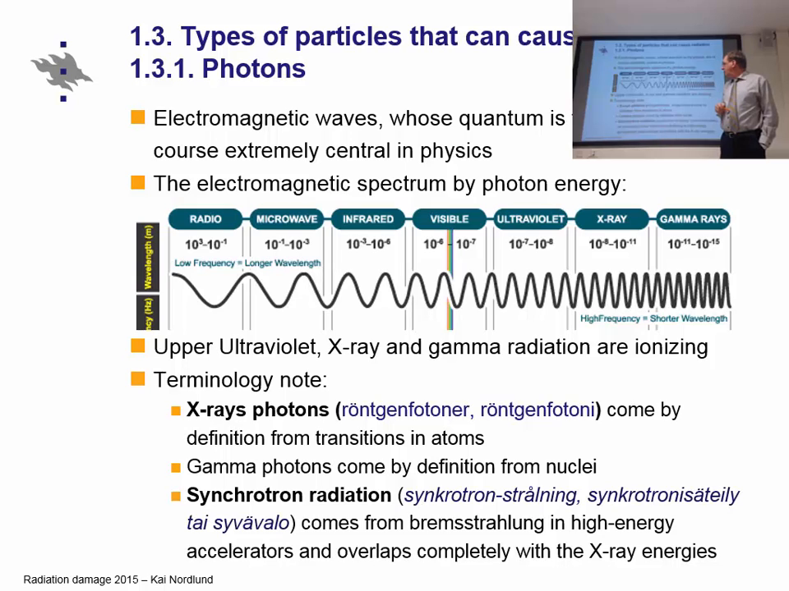One important additional note here is that X-rays and synchrotron radiation are two terms which are sometimes used as if they were identical, sometimes used with a distinction. The distinction is that X-ray photons are made by transitions in atoms, like in a classical X-ray tube, whereas the synchrotron radiation comes from Bremsstrahlung, that is slowing down of electrons in accelerators. The energy ranges of synchrotrons and X-rays overlap, and that's why sometimes they are used as equivalent terms.